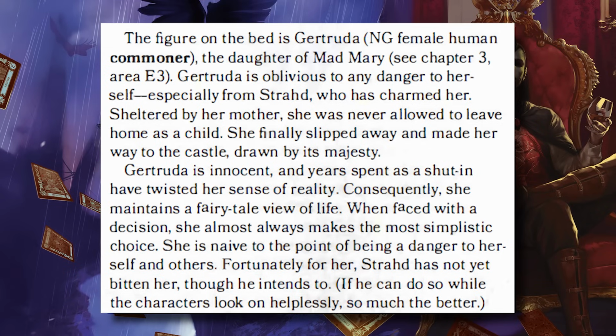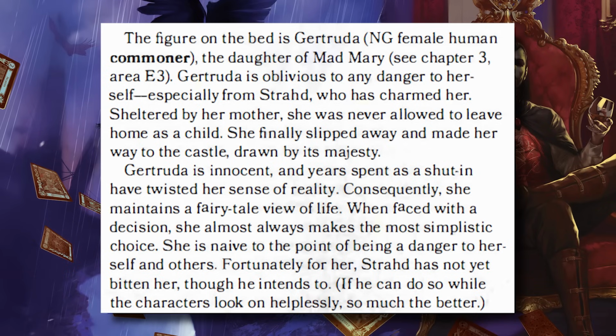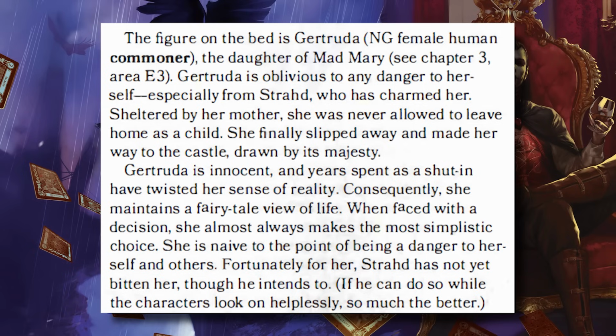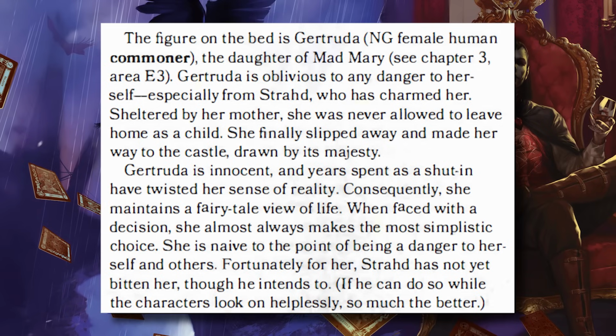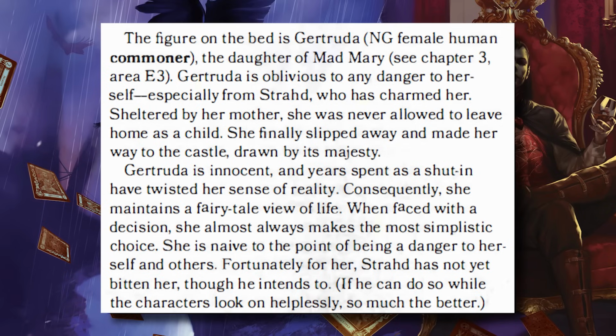Sheltered by her mother, she was never allowed to leave home as a child. She finally slipped away and made her way to the castle, drawn by its majesty. Gertruda is innocent, and years spent as a shut-in have twisted her sense of reality. Consequently, she maintains a fairy tale view of life. When faced with a decision, she almost always makes the most simplistic choice. She is naive to the point of being a danger to herself and others. Fortunately for her, Strahd has not yet bitten her, though he intends to. If he can do so while the characters look on helplessly, so much the better.